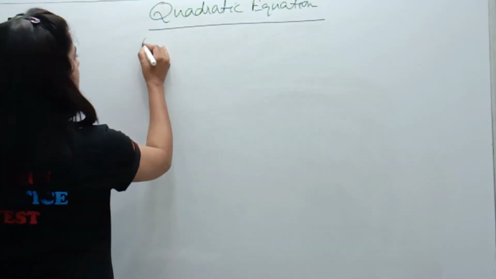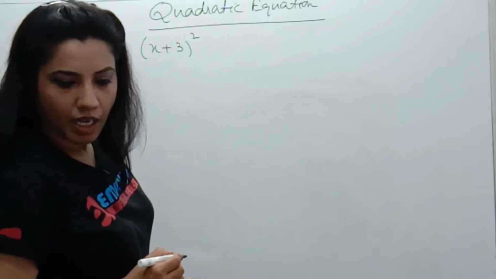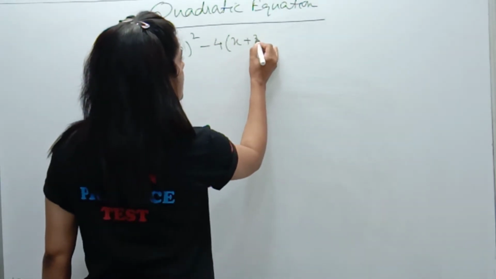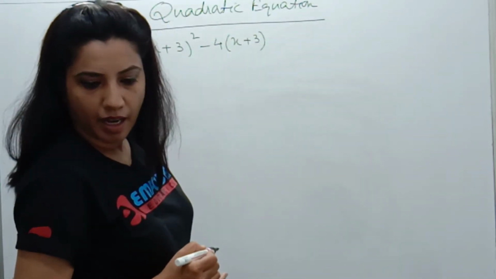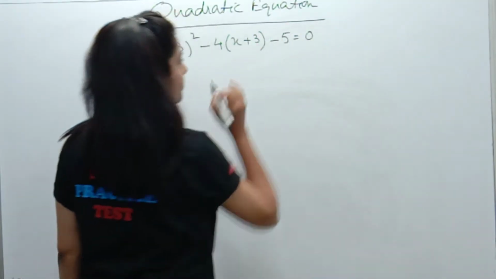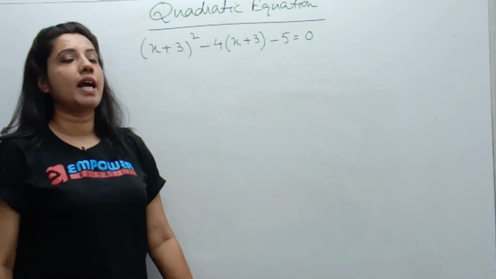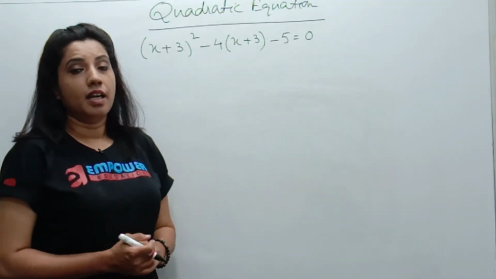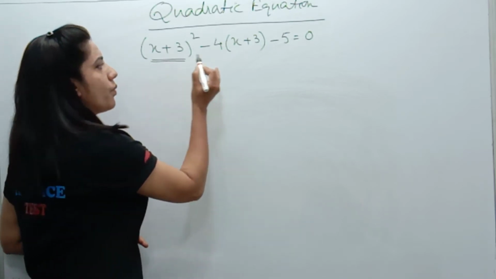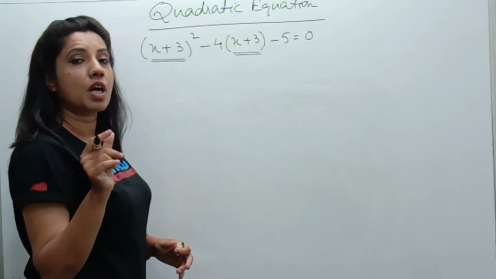Say the question is (x plus 3) whole square minus 4 whole into (x plus 3) minus 5 equal to 0. So this is the quadratic equation which is given to you and you have to solve for x. Now see students, here I can observe that (x plus 3) whole square and this is also x plus 3. These two terms are same.